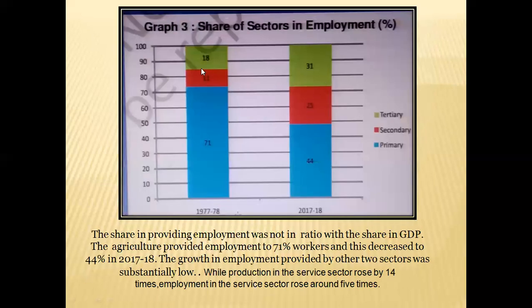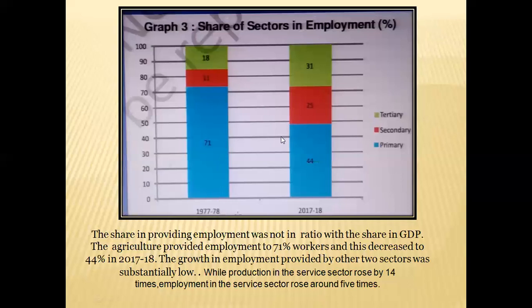If we compare these sectors on the basis of employment, or percentage of people employed in these three sectors, if we take the example of 1977-78, in agriculture, maximum people were employed, that is 71%, then 18% in tertiary sector, and very less in secondary, that is 11%. But you can see the change, you can see the shift.